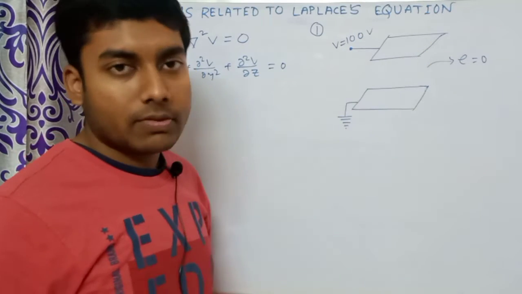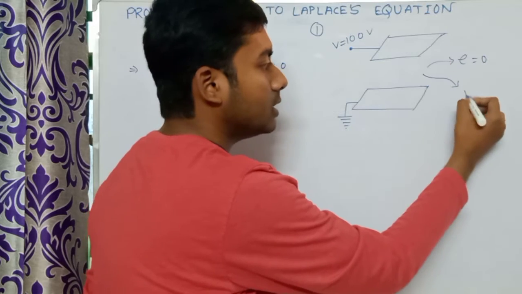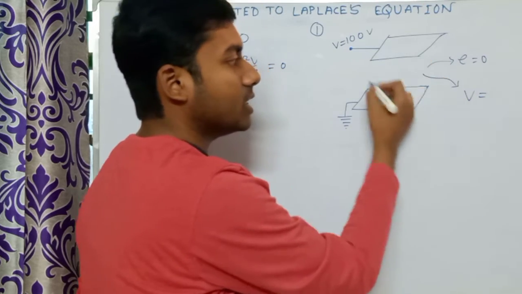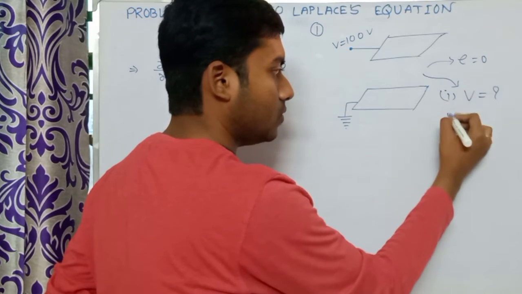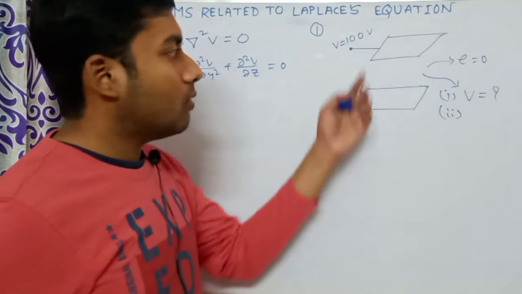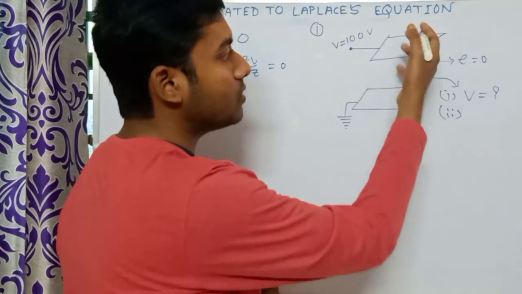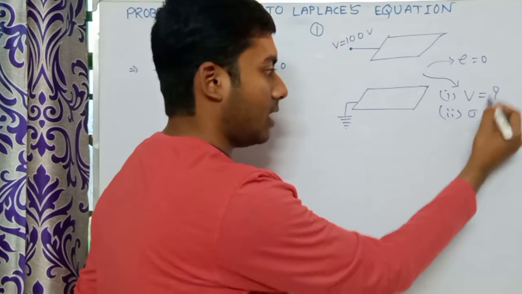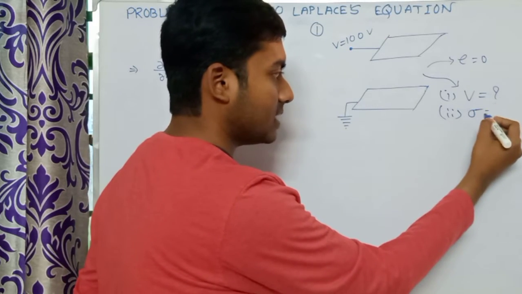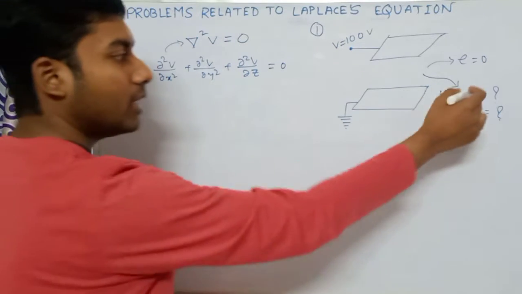Now what do we have to find? We have to find the expression of the potential V in this region. This is our question number 1. And our question number 2 is, what will be the surface charge density induced in these plates, that is sigma, suppose. So what will be the values of the sigma for the plates? Now first we have to calculate the potential.